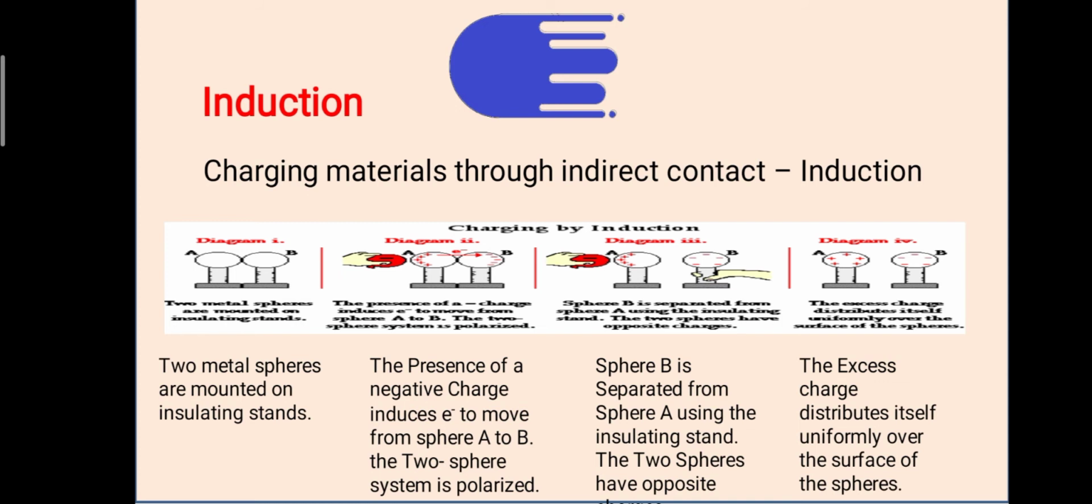Coming to induction, charging material through indirect contact is called induction. As shown in the picture, A and B are two spheres. Sphere C is negatively charged. Whenever C comes near A, the charges move in opposite directions and the two-sphere system is polarized. While separating sphere B from A, charges are distributed uniformly over the sphere surfaces.